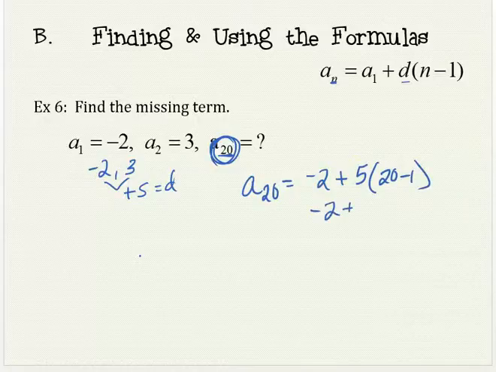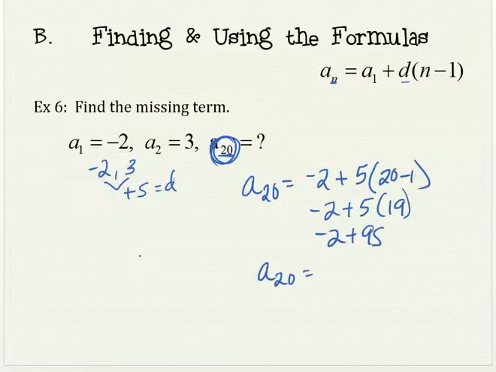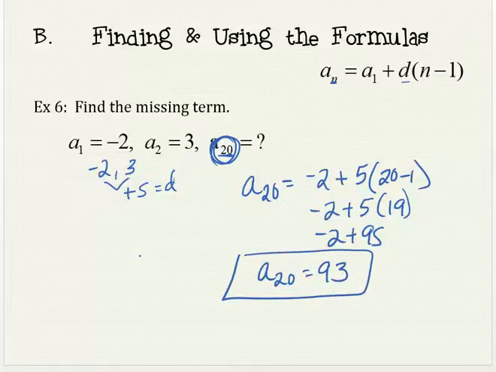So negative 2 plus 5, 20 minus 1 is 19. When I multiply 5 times 19, I get 95. So that tells me that a sub 20 is 93 when I combine like terms. And there's how you find whatever term it is you need, using that formula.